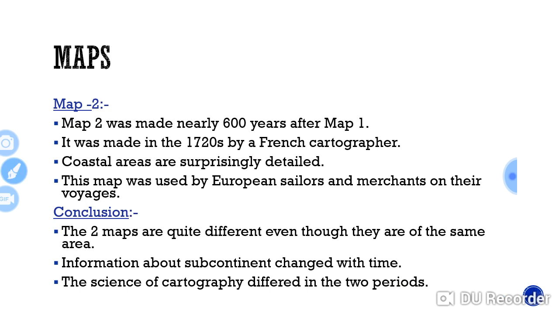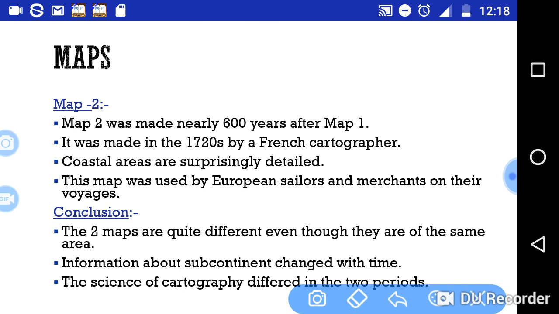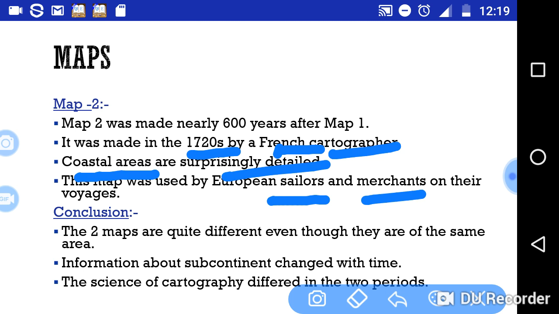About map 2: this map was made 600 years after map 1. It was drawn in 1720 by a French cartographer. Cartographer means one who is an expert in drawing maps. The important thing in map 2 is the coastal areas. These were exactly located and surprisingly detailed. Hence, many European sailors and merchants used this map 2 in their voyages.